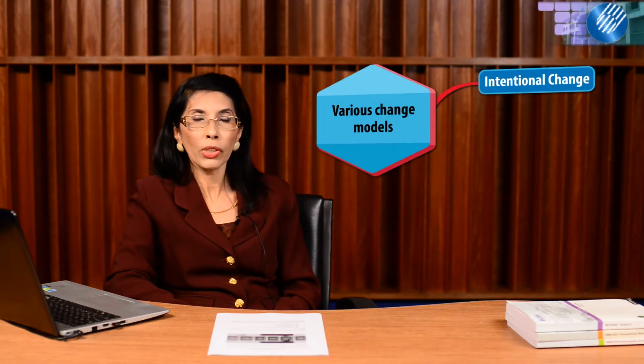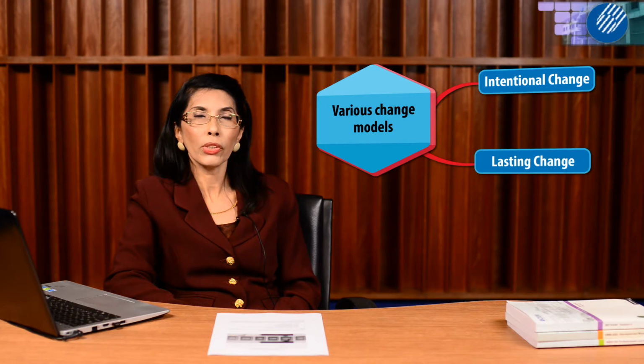Now we have set the backdrop on the various nature of change. Let us briefly examine the ways of viewing change through 3 change models: intentional change, lasting change, transformational change. However, we need to take note that many models exist in literature that can be adopted. Nevertheless, this depends on each context, situation, and or case accordingly.